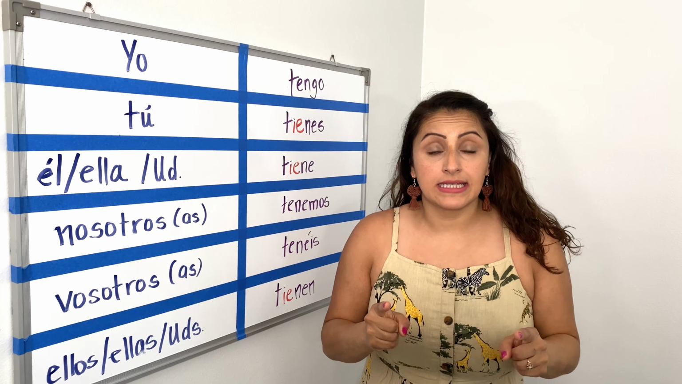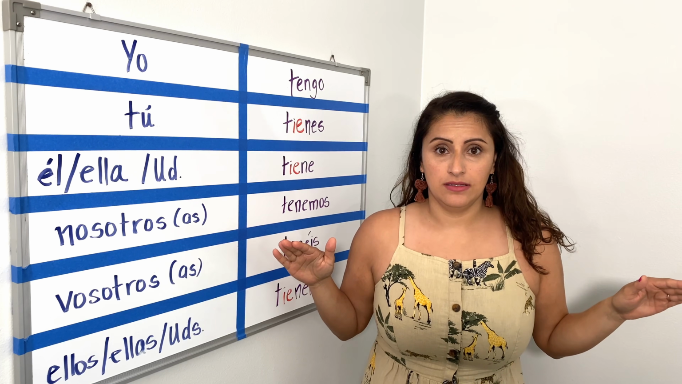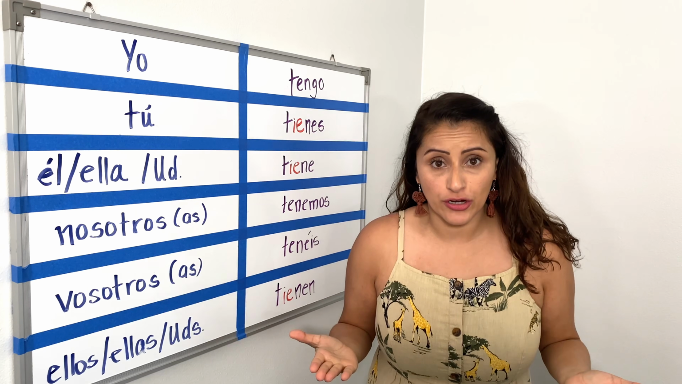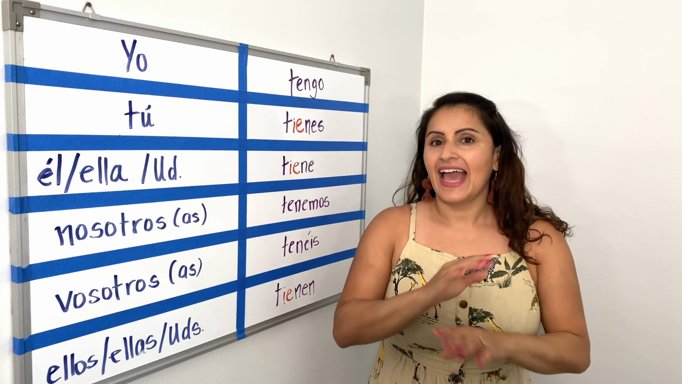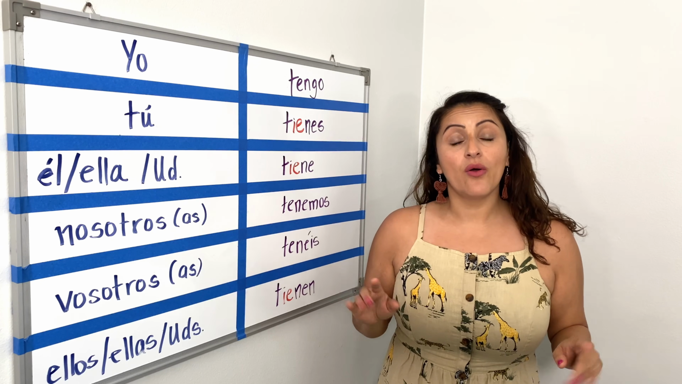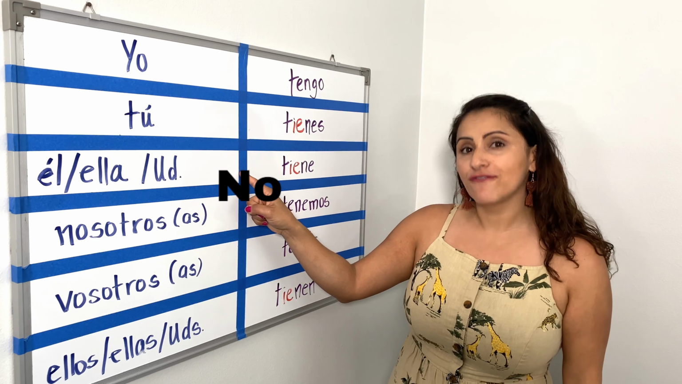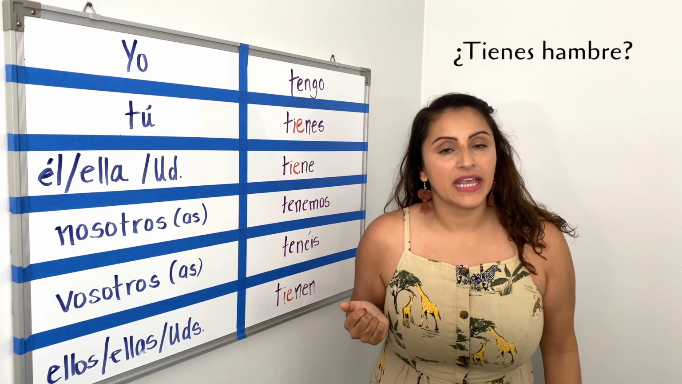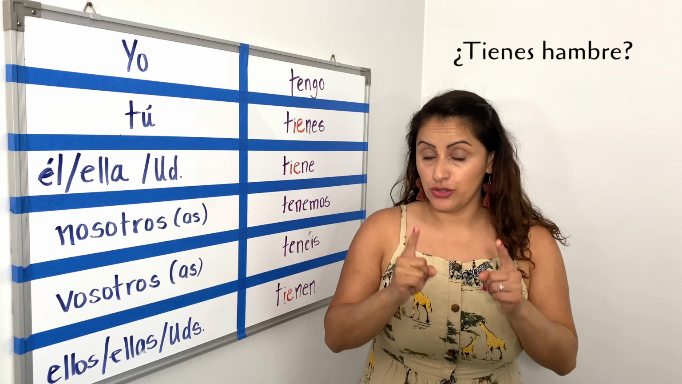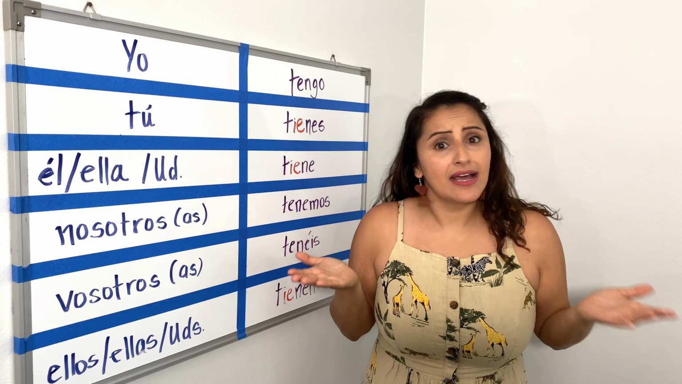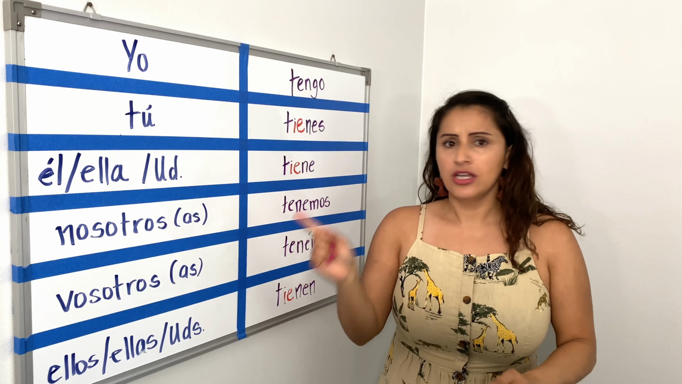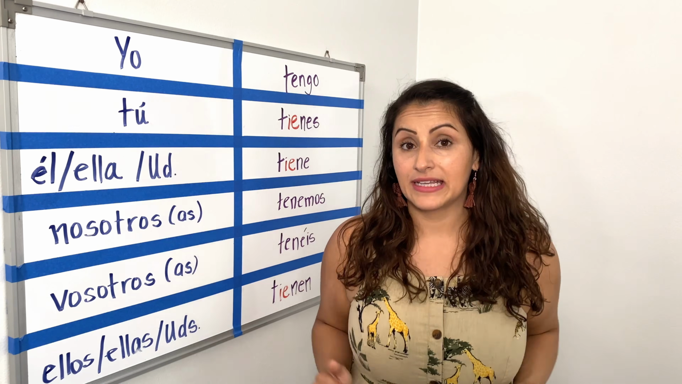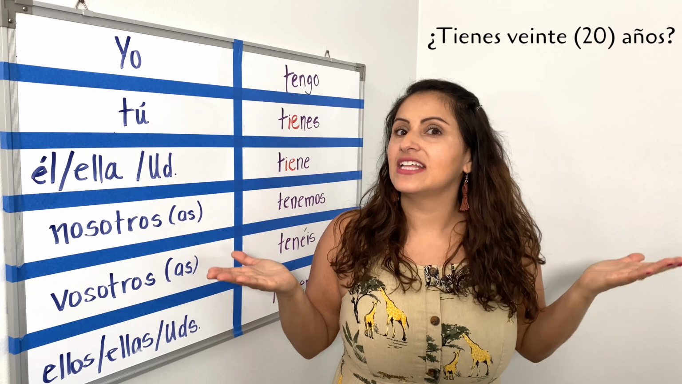So what if you want to say you don't have something, or you don't have hunger, or you don't have thirst? What do you do? As with any other lesson we've done before, we're going to put the no in front of our verb. So maybe you will ask me, ¿Tienes hambre? Do you have hunger? And I may not be really hungry right now. So I would say, no tengo hambre.